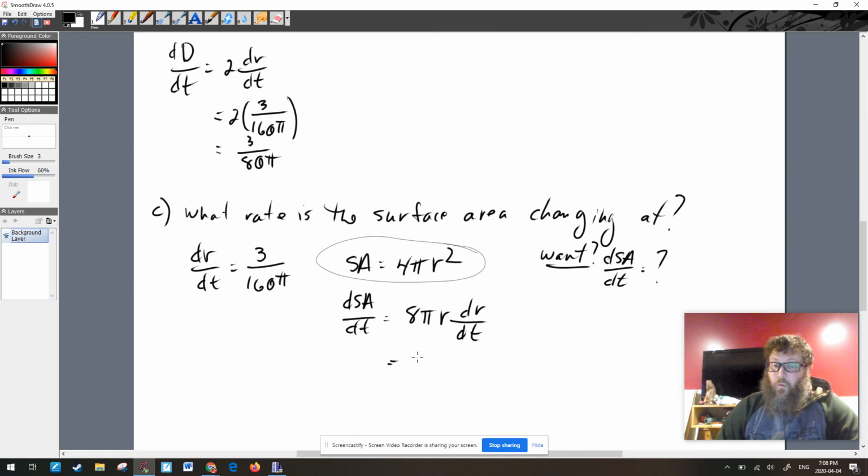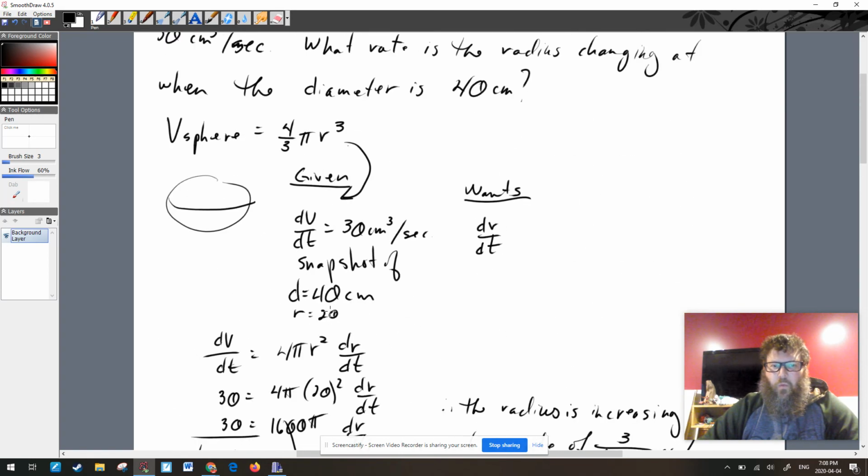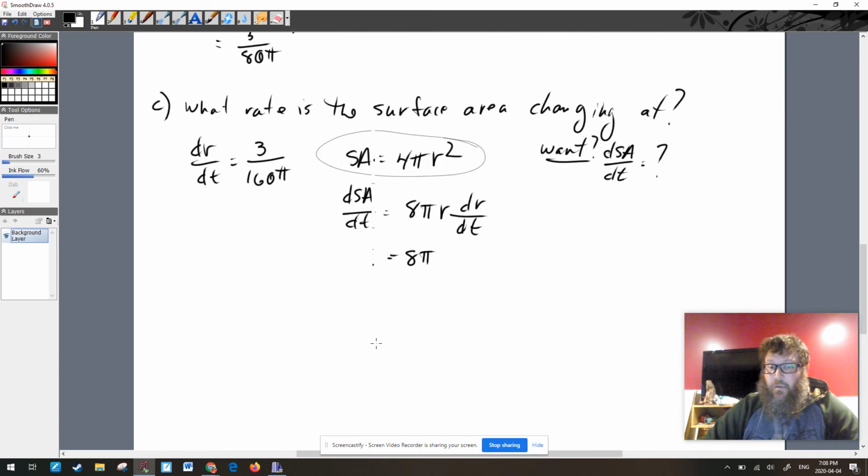And we know what the radius is, although I don't recall exactly at this juncture. We're given the diameter is 40, so the radius is going to be 20, so I can substitute that 20 in right away. And dr by dt we have is right here, so we can substitute that in as well. It's going to be 3 over 160 pi. Oh, isn't this going to come out as a thing of beauty?